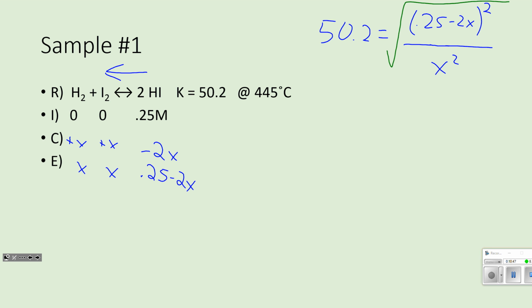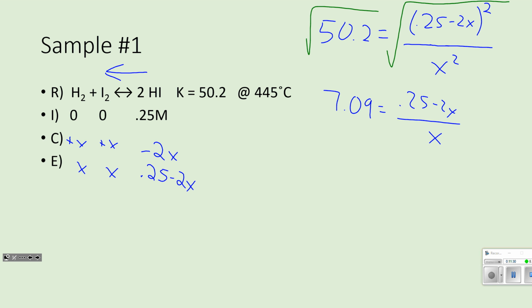But if I take the square root of one side, I have to take the square root of the other side as well. If I do that, I can give you some of these numbers. Square root of 50.2 is 7.09 equals 0.25 minus 2x over x. Now we have a much simpler expression. Again, our fear in doing any of this equilibrium math is x squared, because now that's a higher level of algebra. That's where, again, it's a little trickier to figure these things out.